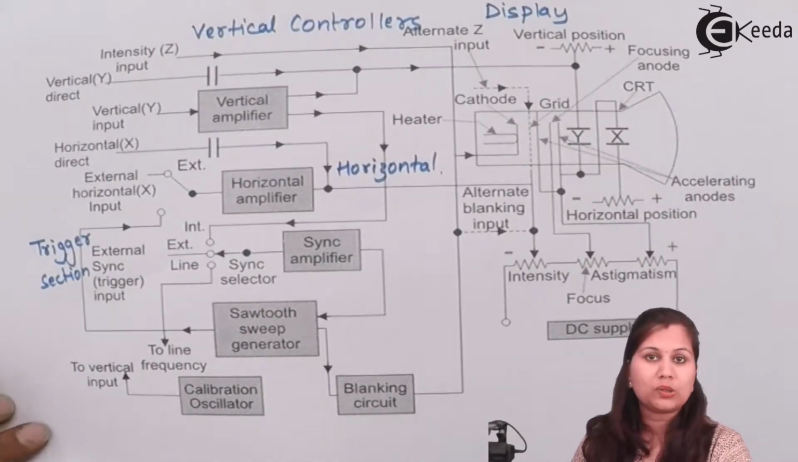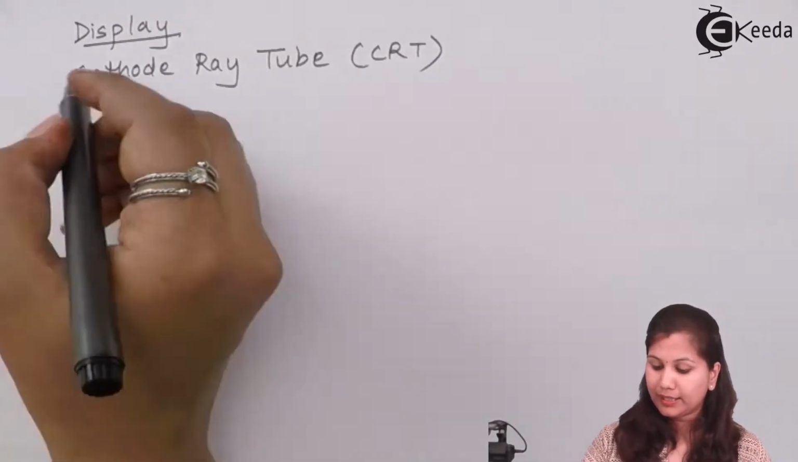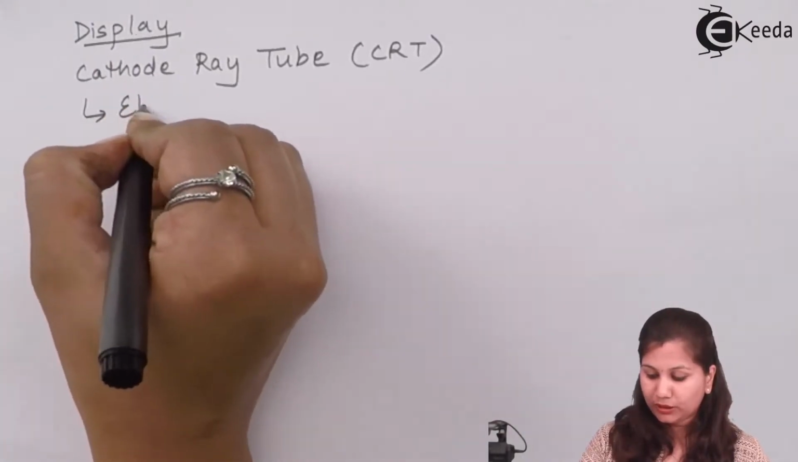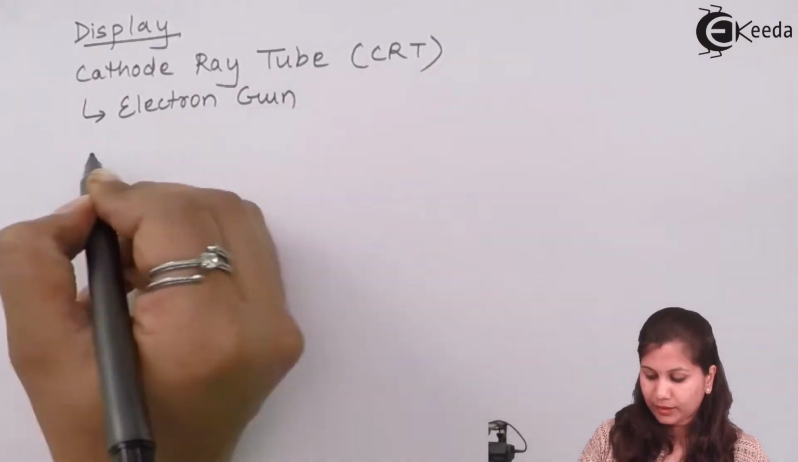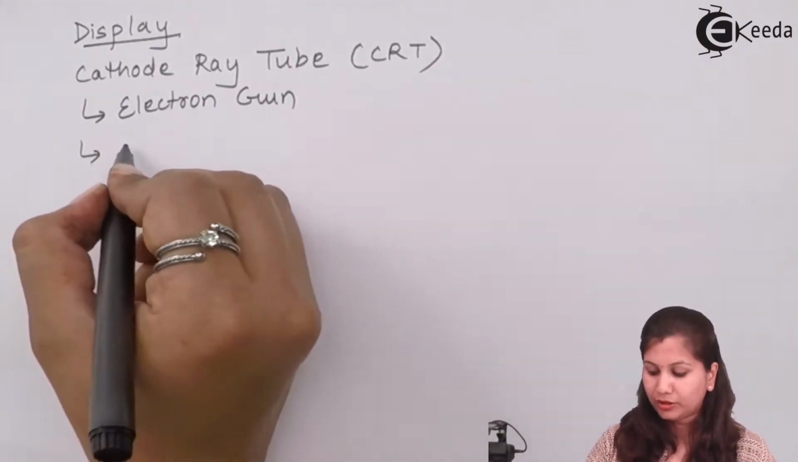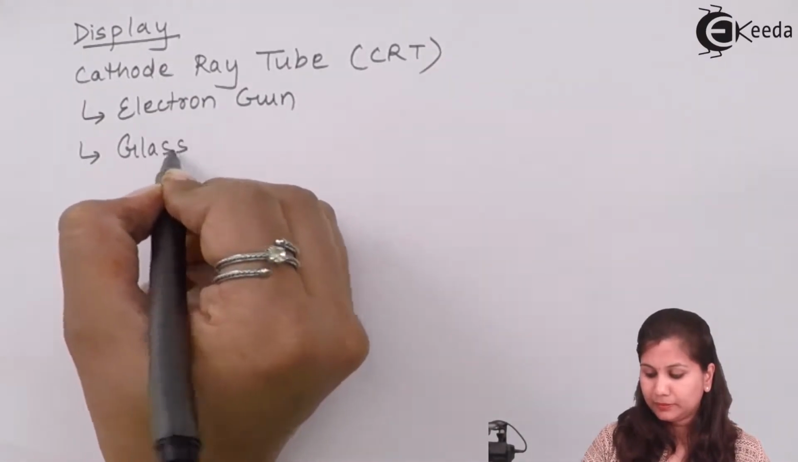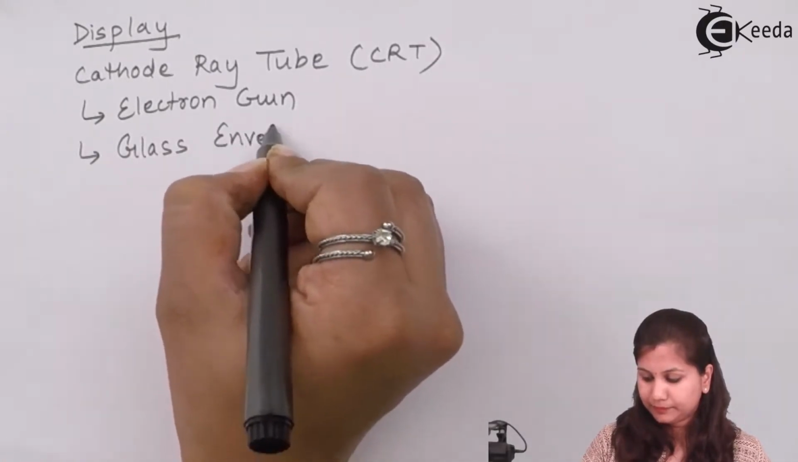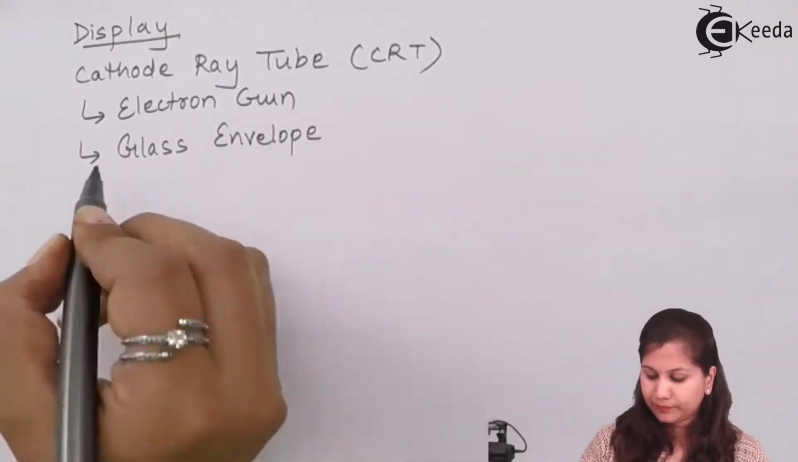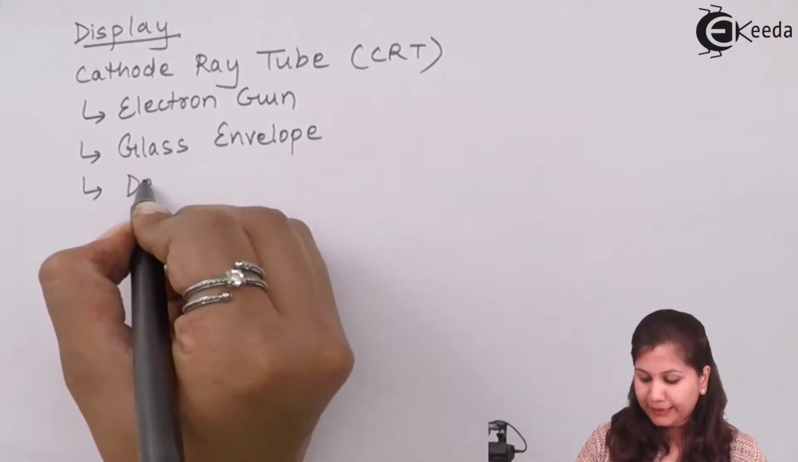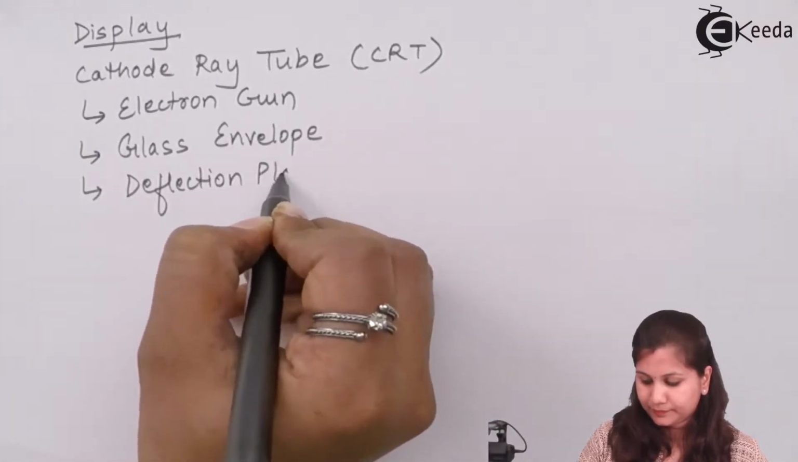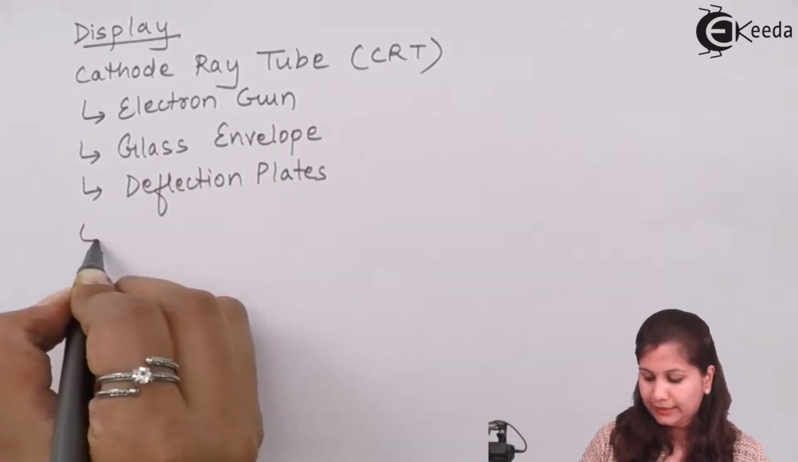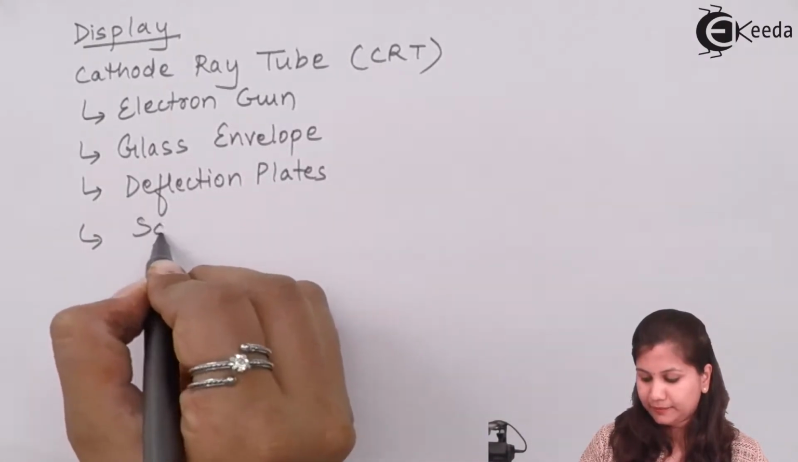So CRT also consists of various parts. It will have the electron gun, then the glass envelope, deflection plates, and display screen.